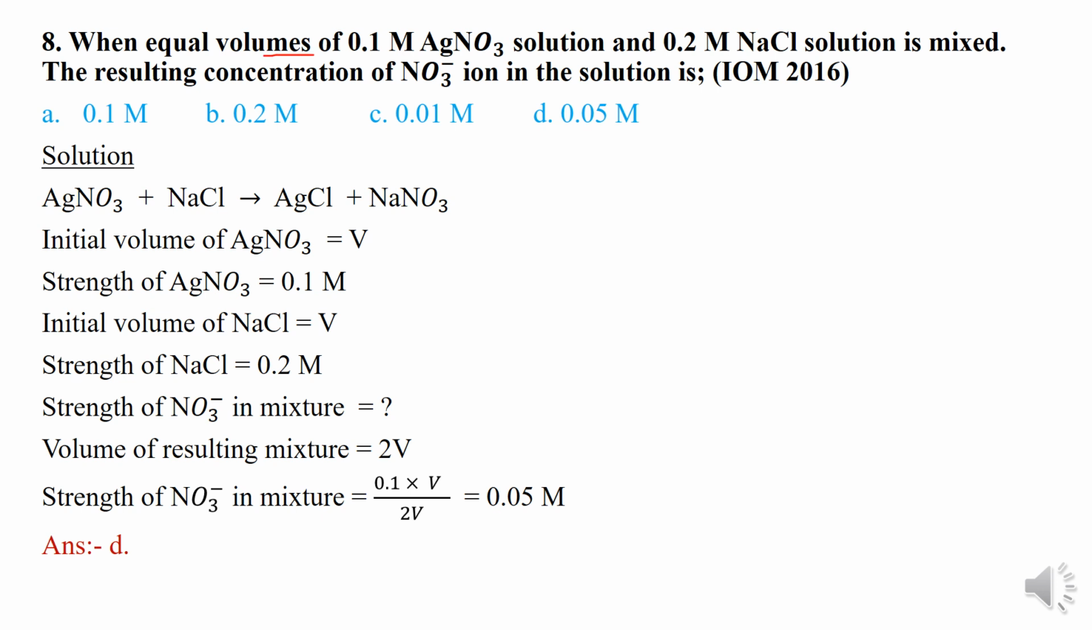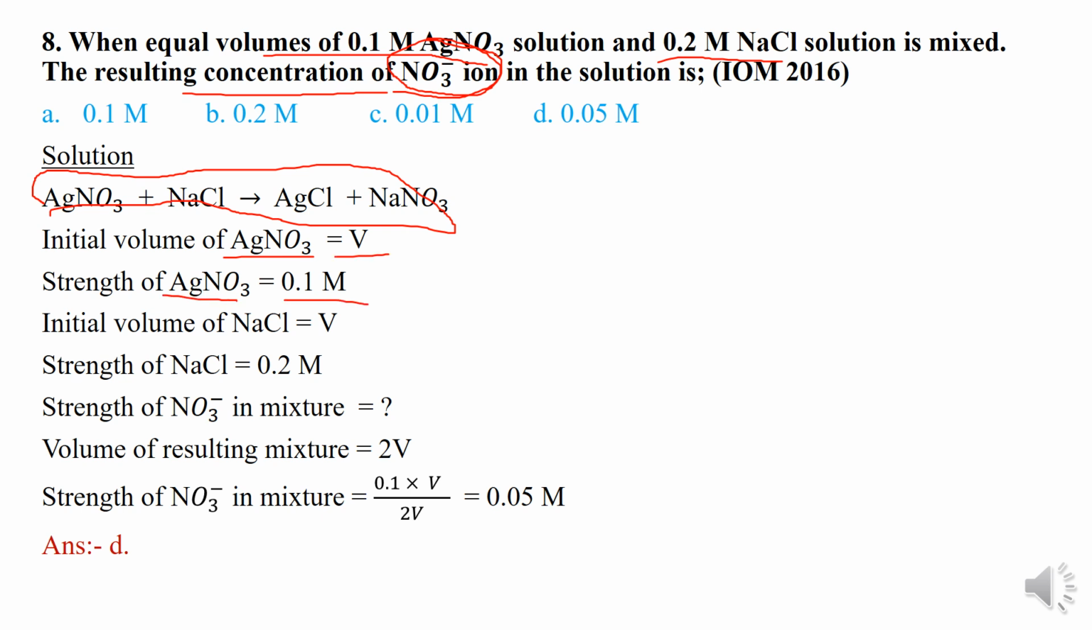When equal volume of 0.1 molar silver nitrate solution and 0.2 molar sodium chloride solution is mixed, the resulting concentration of nitrate ion in the solution is? Here is the general reaction of the above problem. The initial volume of silver nitrate let be B, and the strength of silver nitrate is given 0.1 molar, and initial volume of sodium chloride will be B.